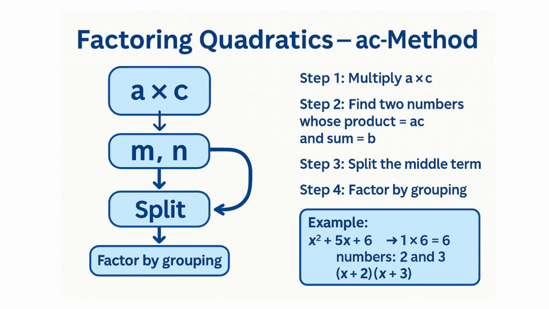Although this method may feel mechanical or procedural at first, it gives you complete control over quadratics that do not factor cleanly at a glance. Many students try to guess factors by trial and error, but the AC method eliminates guessing entirely.